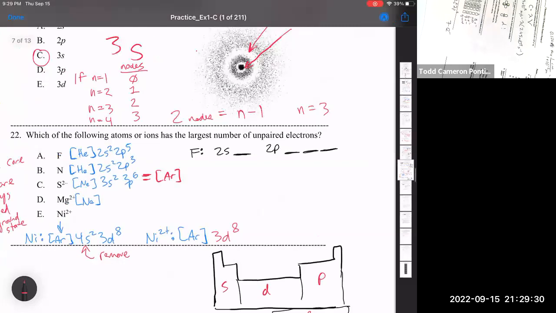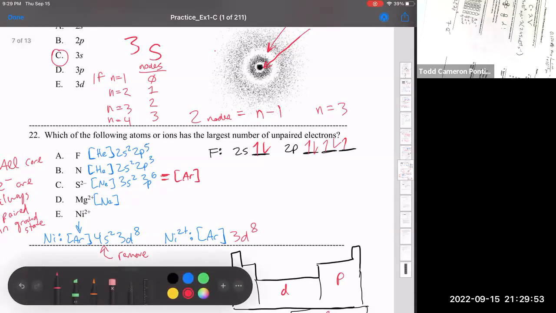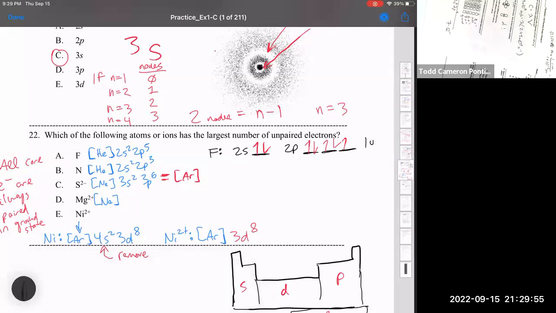Okay, so with fluorine, we've got 2s electrons and then 2p5. Hund's rule tells us that when we first fill out electrons, we're going to do them one orbital at a time before we pair them up. 1, 2, 3, 4, 5. So there's only 1 unpaired electron in this one.